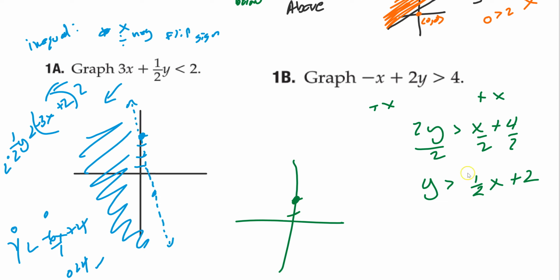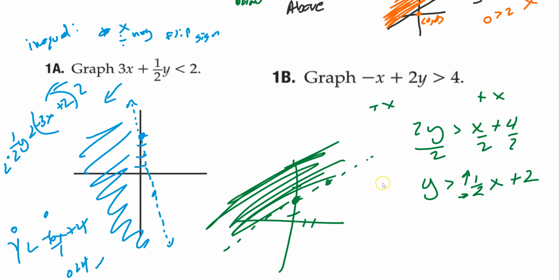Down 1 over 2. Oh, sorry. Right, the positive 1/2, we're going to go up 1 and over 2. Again, no solid line, so another dash line. And again, proper notation, so I can just go, okay, greater than, above.